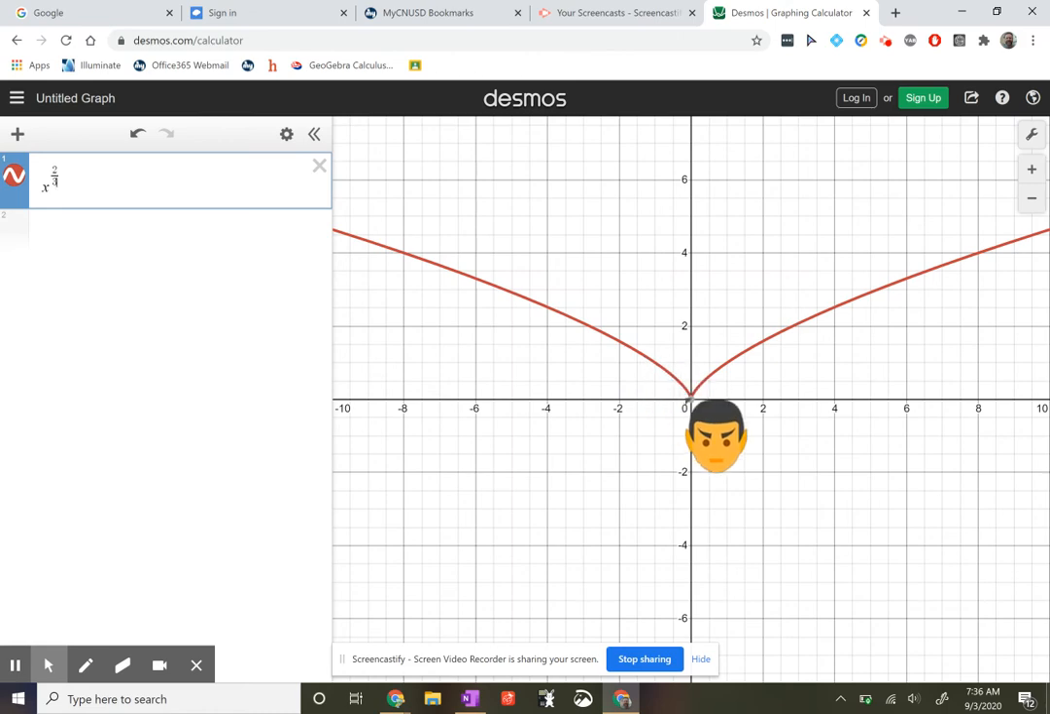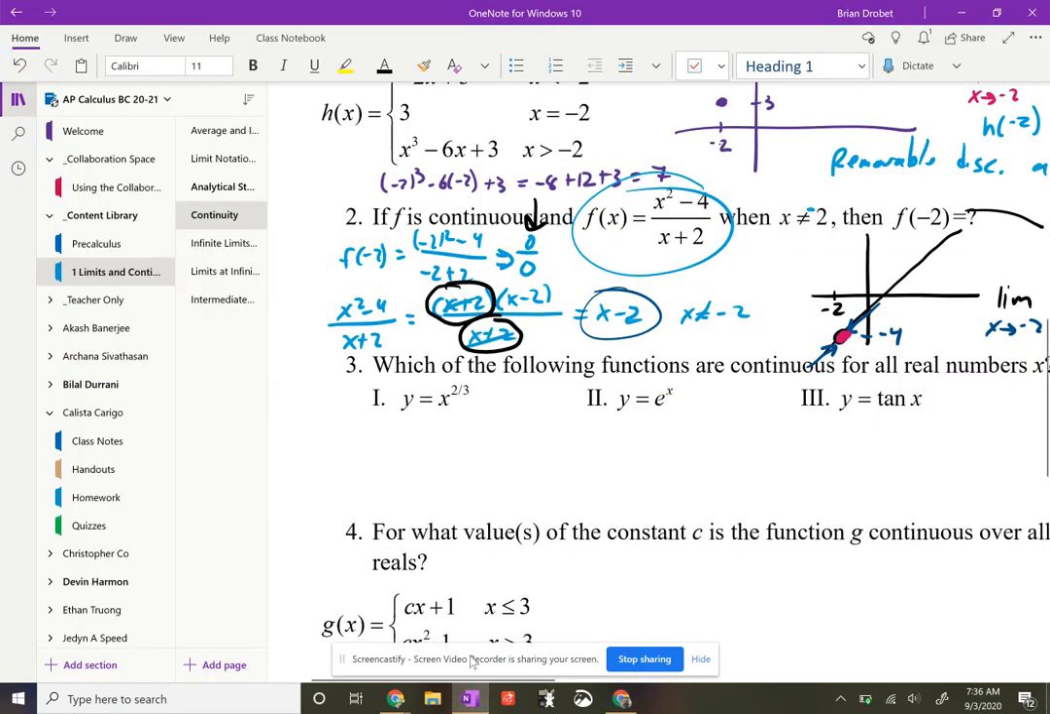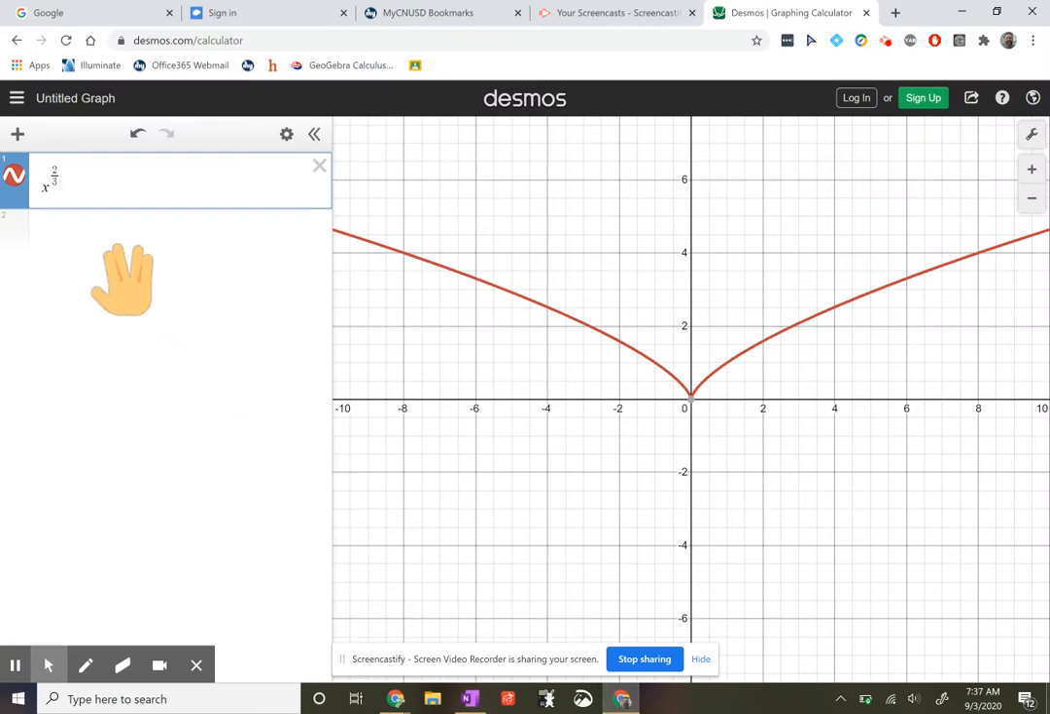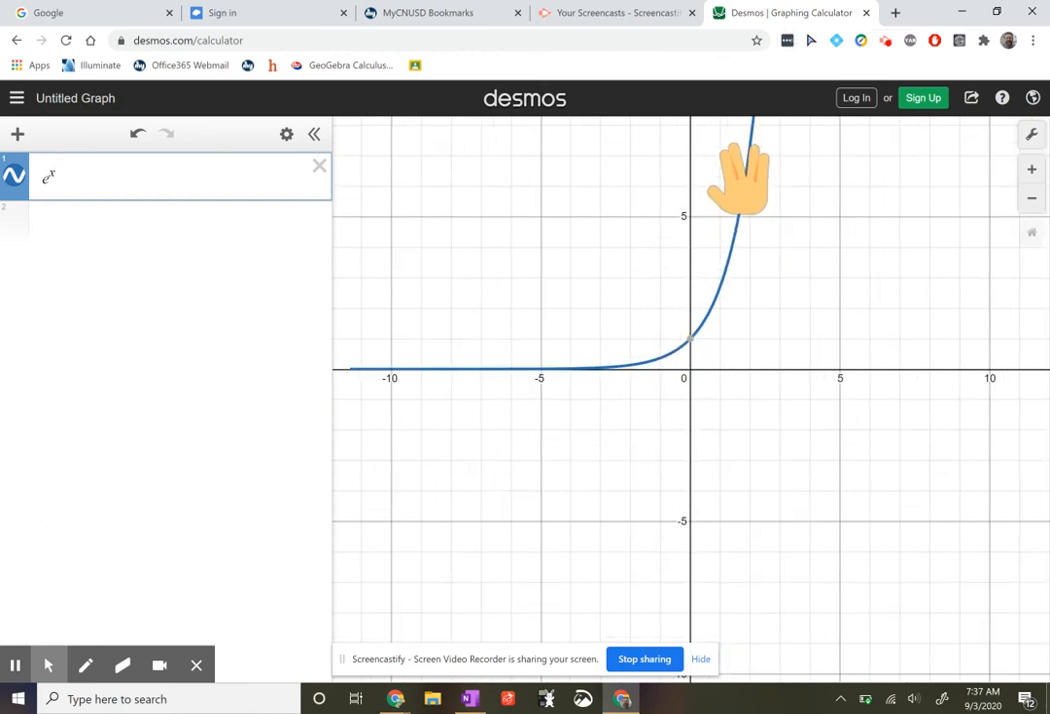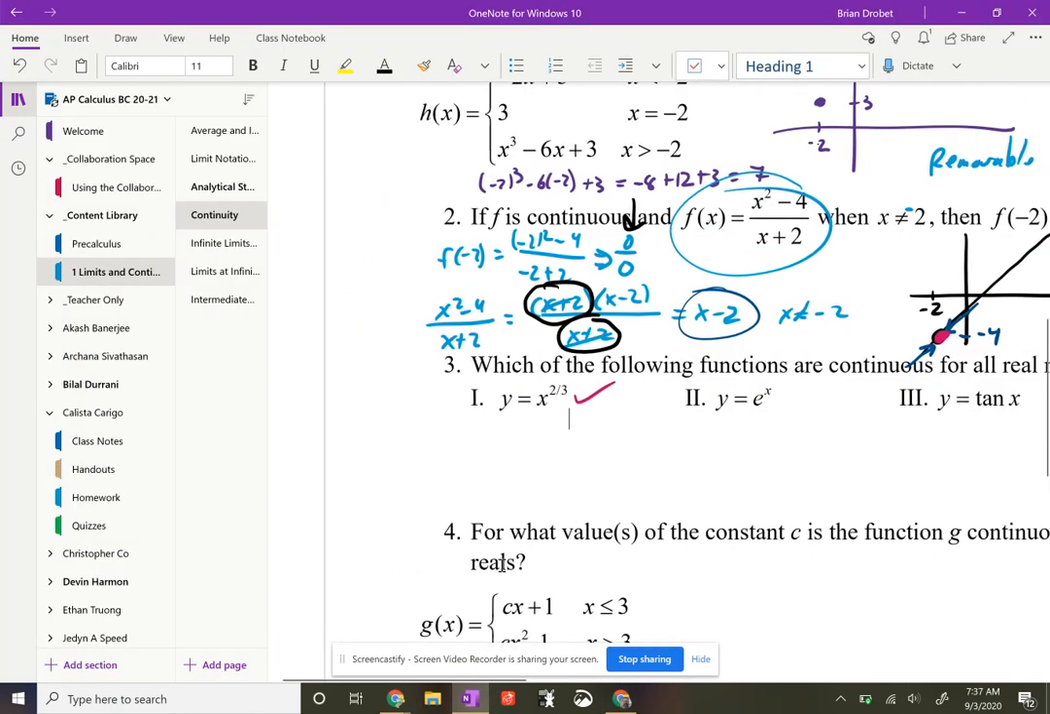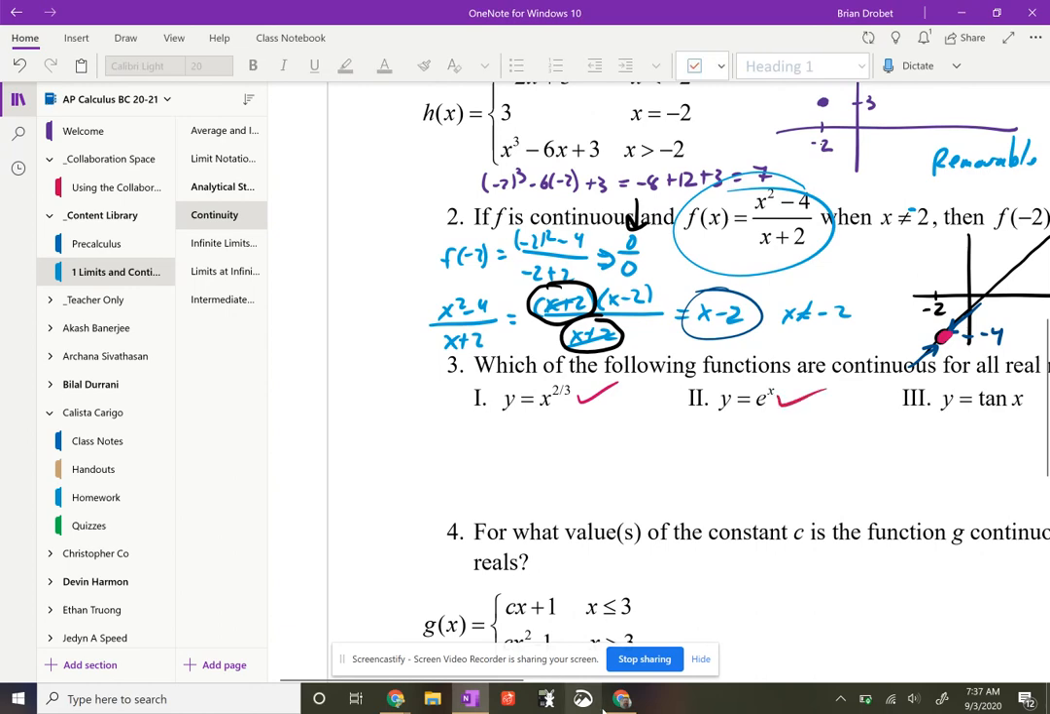I don't see any holes or asymptotes. It appears to be continuous all the time. So that one's continuous for all the numbers. How about e to the x? I know e to the x. You should know e to the x too. E to the x is a nice graph. It's got no holes. It's got no vertical asymptotes. This almost looks like a vertical asymptote, but it's not. It just keeps going up and up and up and up. So that one's good.